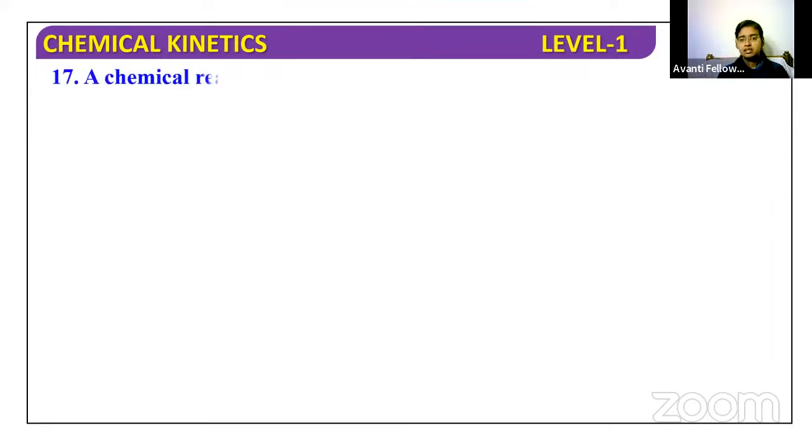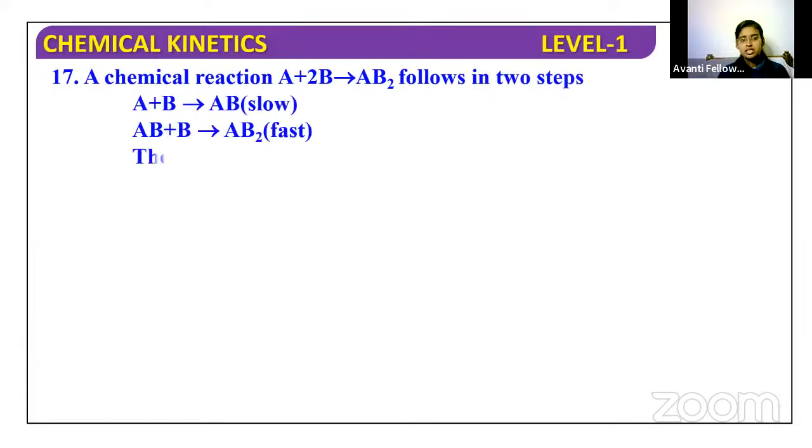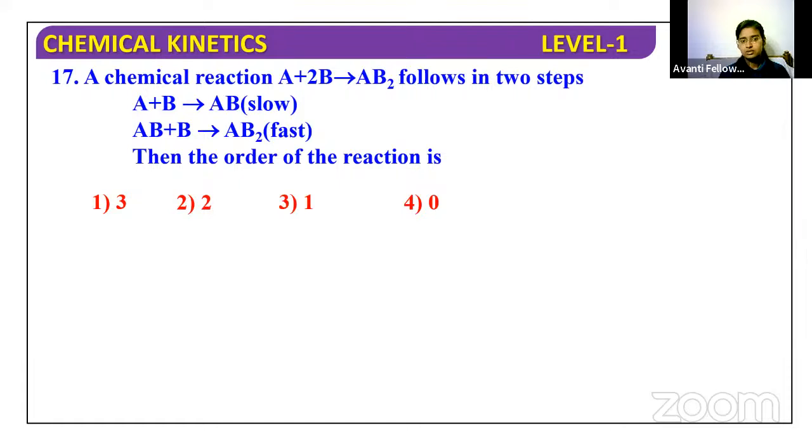Question number 17. A chemical reaction A plus 2B giving AB2 follows in two steps. A plus B giving AB, which is the slow step. AB plus B giving AB2, which is the fastest step. Then the order of the reaction is 3, 2, 1, 0. How will you find out the order? For complex reactions, option 2. Very good. So why is option 2 the correct answer?